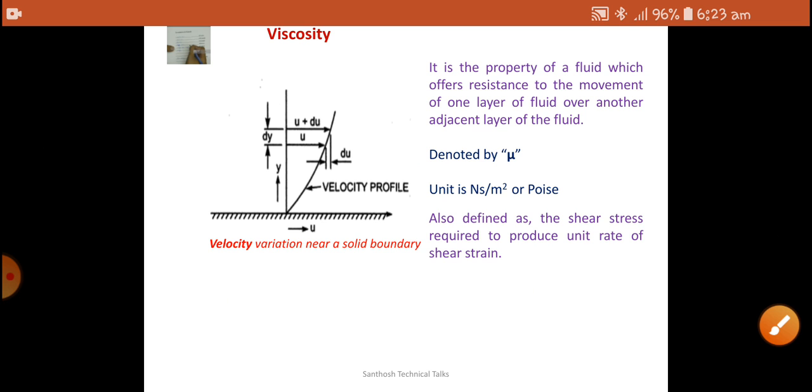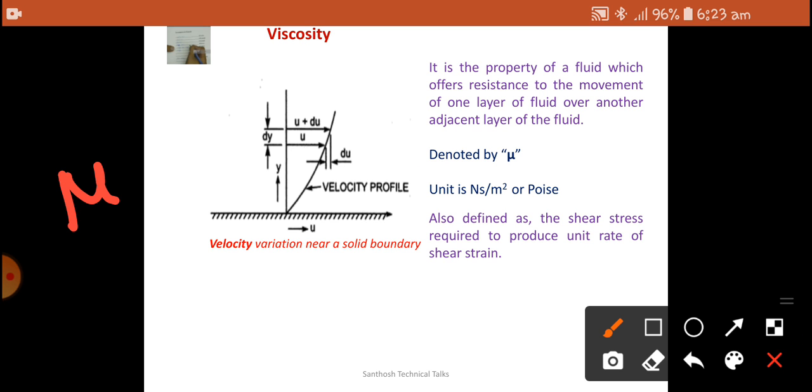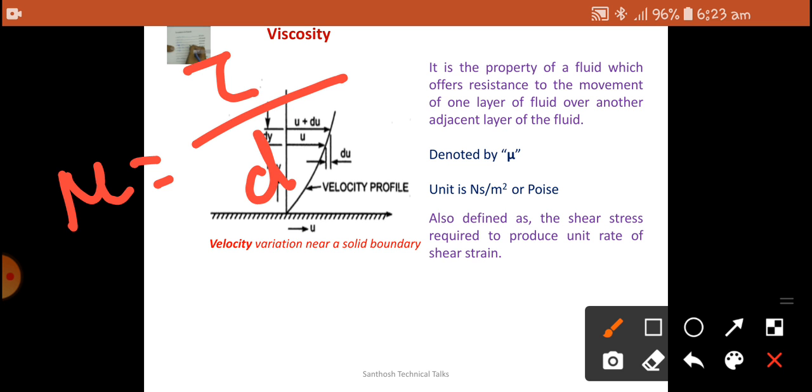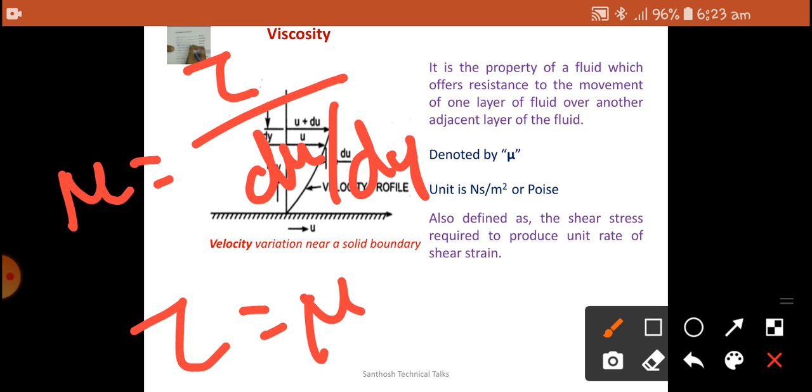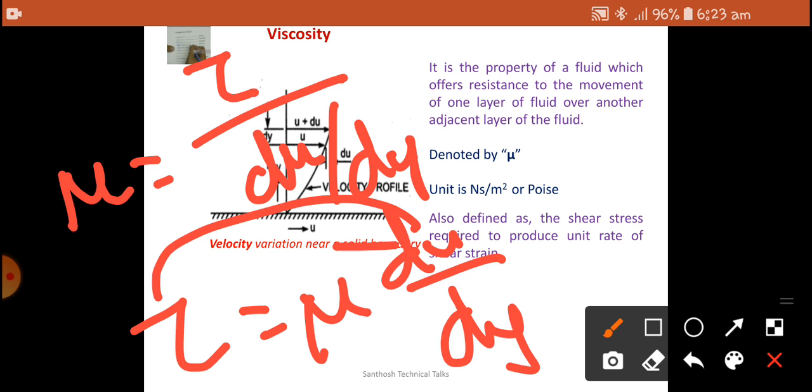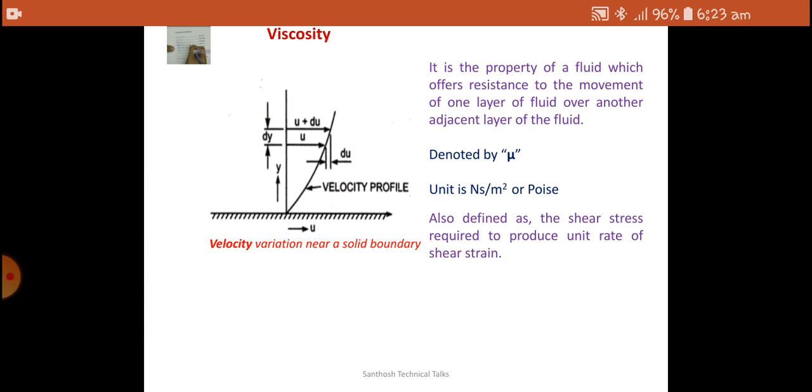It is also defined as the shear stress required to produce unit rate of shear strain, that is called viscosity. Therefore, from this definition, the viscosity is equal to shear stress divided by du by dy. Therefore, tau is equal to mu into du by dy. The proportionality constant between these two is nothing but viscosity. So from this definition, we can better understand the formula for the viscosity.